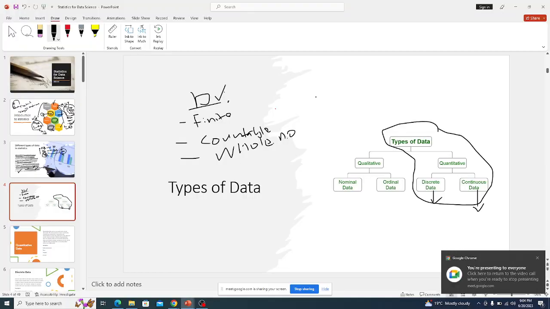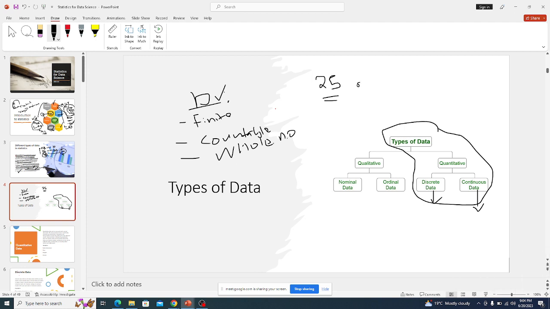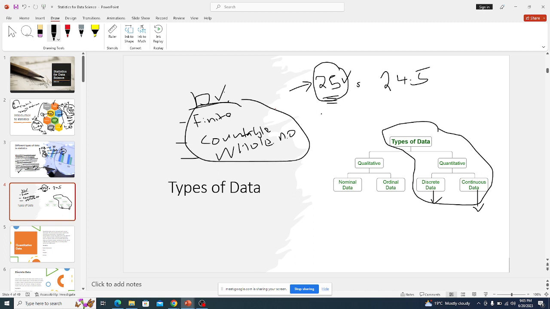Okay, so I can say I have 25 students in this statistics class. 25 is countable, and 25 is a whole number. I can't say we have 24.5 students or 24 and three-quarter students. No, it's either 25 students. So with that, it's countable and it has no float attached to the value.